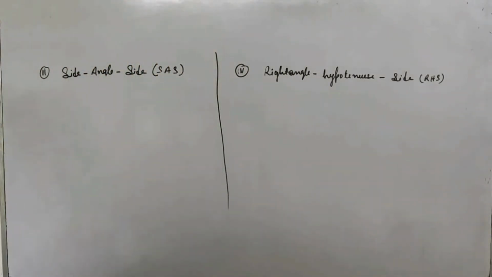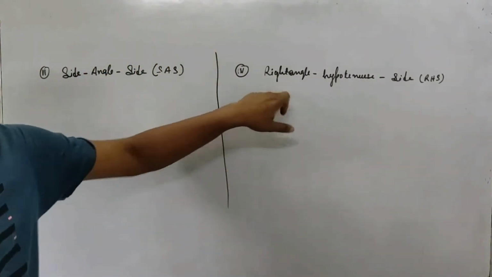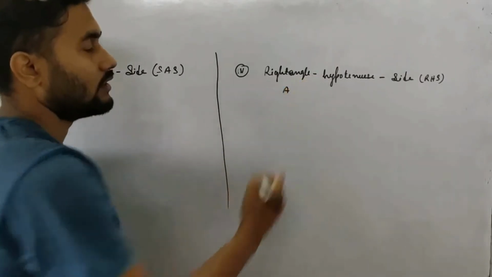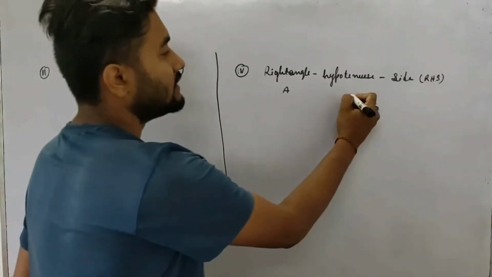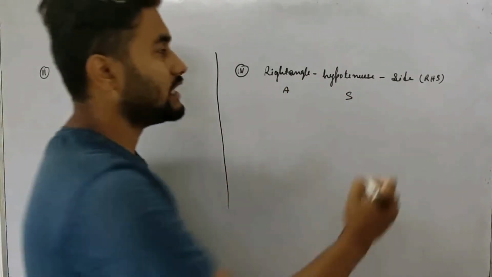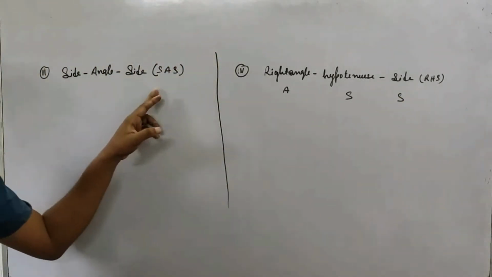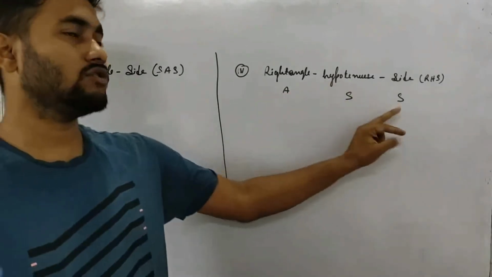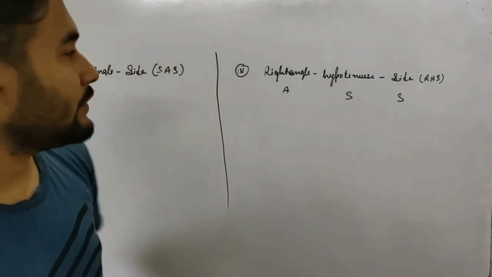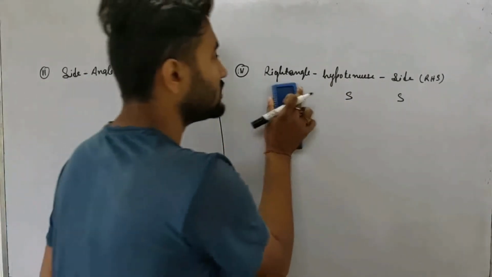See what is the confusion? Right angle is an angle, hypotenuse is a side, and side is definitely a what? Side. So this is like the same as SAS. So here comes the mistake. There is a difference between SAS and right angle hypotenuse side.